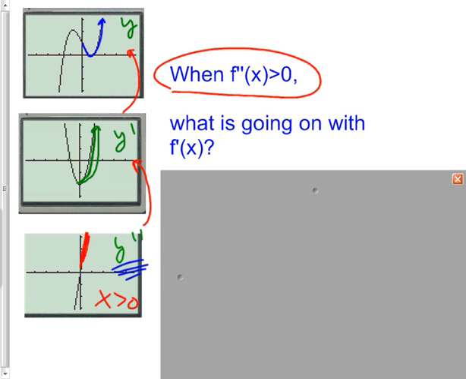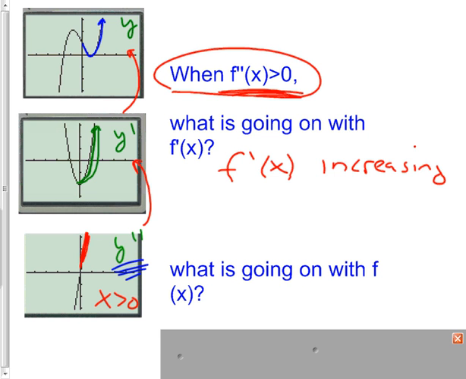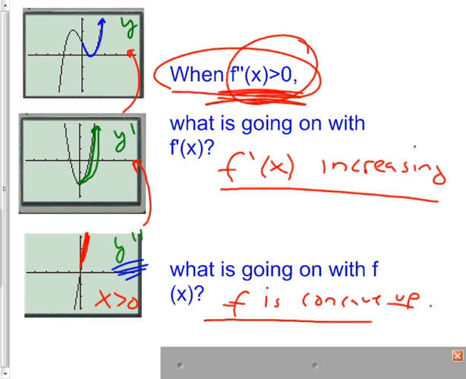So let's try to maybe generalize that a little bit. What's going on with f prime of x? Well, when the second derivative of x is greater than 0, that means f prime of x is increasing. And when f double prime of x is greater than 0, what's going on with f? Well, f is concave up. So now, for whenever the second derivative is greater than 0, that means that the first derivative is increasing and the function itself is concave up.